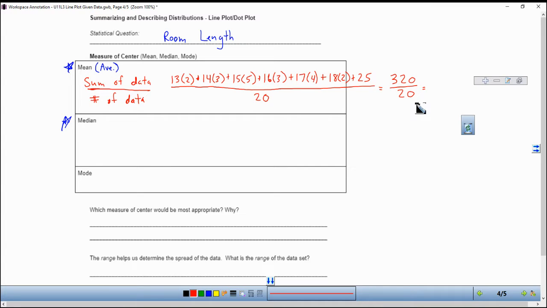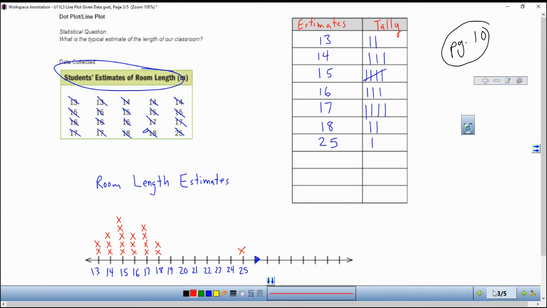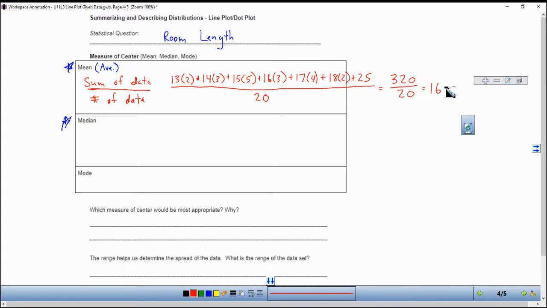Okay. All right. Let's do it. 320 divided by 20. Got 16. It's going to be 16. I believe it was feet. Let me just double check that. No, it's in meters. So it's going to be meters. So the average person, or the average guess in the middle, was about 16. Okay, there were some greater, there were some less. 16 is our mean, our average. Now the median is going to find the middle number.